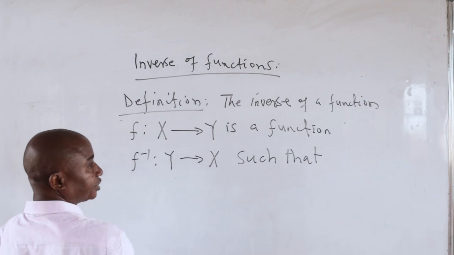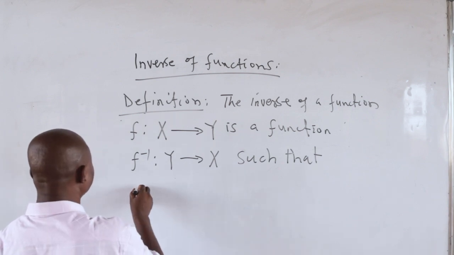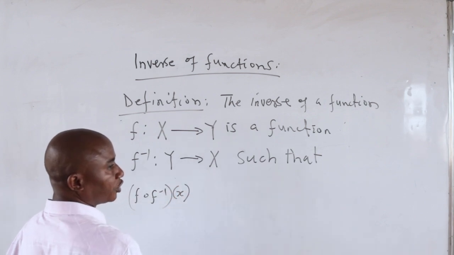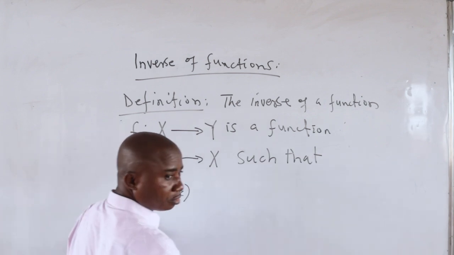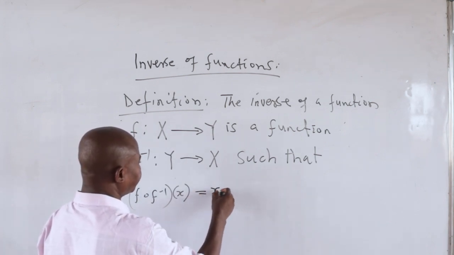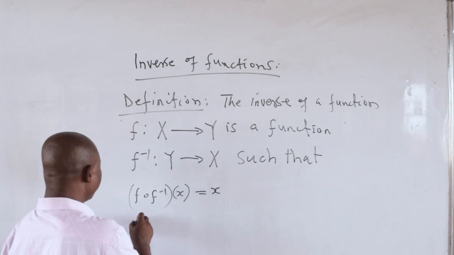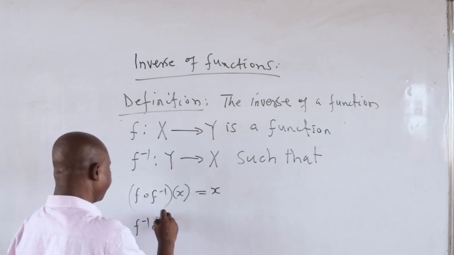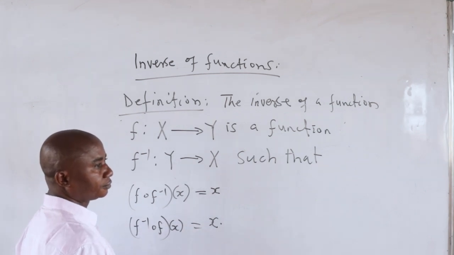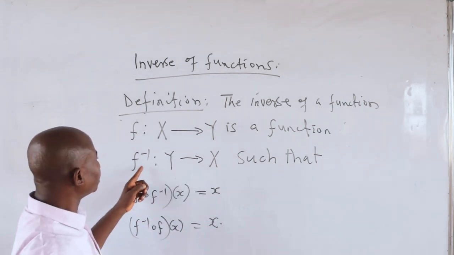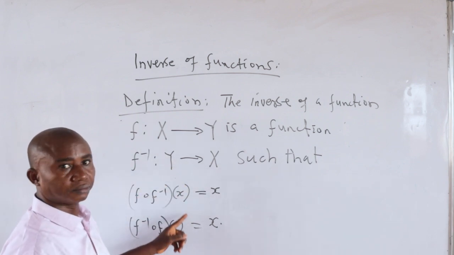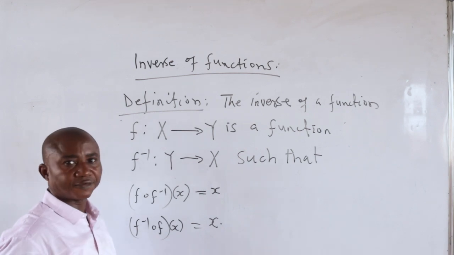when we compose f with f⁻¹ acting on x, it will give us the identity function. Of course, we remember what the identity function does, so this will produce x. Again, if we compose f⁻¹ with f acting on x, it will also give us x. A function f⁻¹ that behaves like this is what we call the inverse of the original function f.